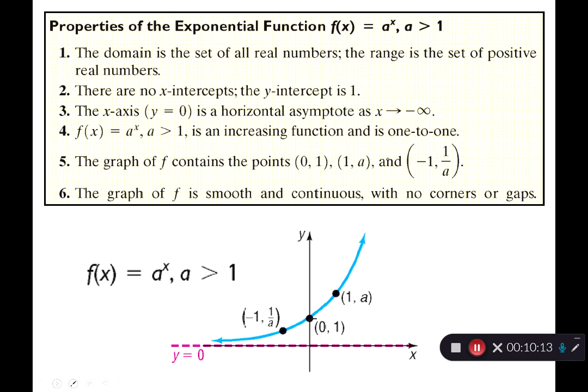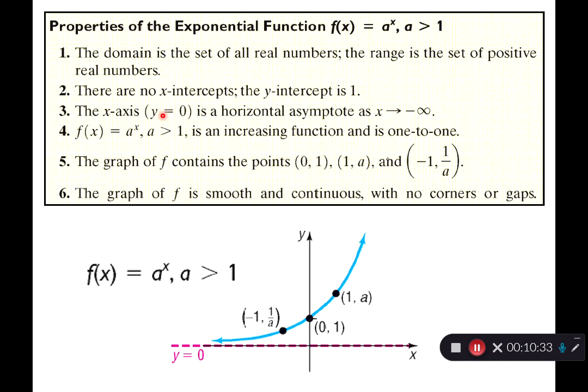All right. Some properties of the graph are here. I don't typically like when you just memorize properties. I kind of want you to get a feel for them. But the domain is the set of all real numbers. Now, how do we know the domain is all real numbers? There are no breaks in this graph. There are no discontinuities. There's no jumps.